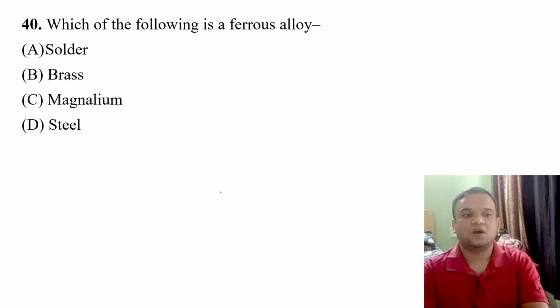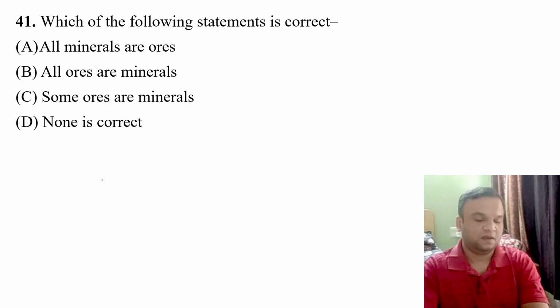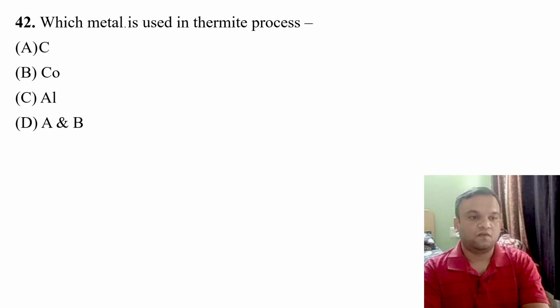Next question says, which of the following is a ferrous alloy? Out of all these, steel is the ferrous alloy. Next question is, which of the following statements is correct? Statements are, all minerals are ores, all ores are minerals, some ores are minerals. So here the correct answer will be all minerals are ores. Next question says, which metal is used in thermite process? Aluminium is used in the thermite process.